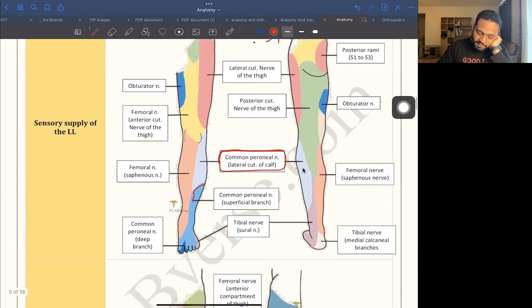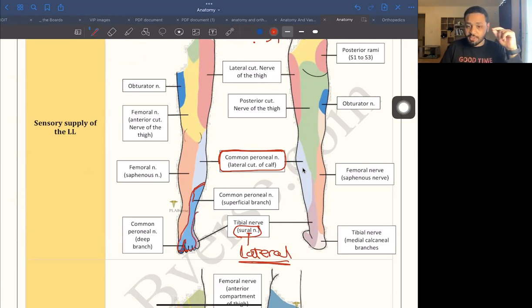Again, the sural nerve takes the foot, and how do you remember it? Sural is lateral as well: sural ends in AL, so the sural nerve is lateral. And the common peroneal nerve has a superficial branch and a deep branch. The superficial branch takes the lower side of the lateral surface of the leg and all the dorsum of the foot, apart from the first web space between the big toe and the second toe, which is taken by the deep branch of the common peroneal nerve. So again, the common peroneal nerve has two branches, superficial and deep, all right?